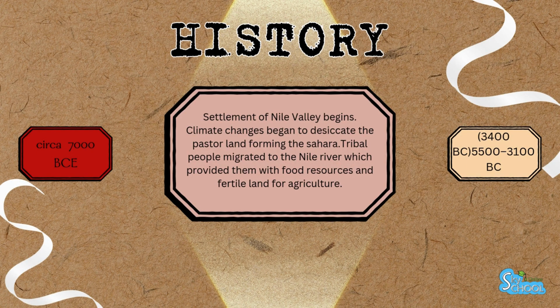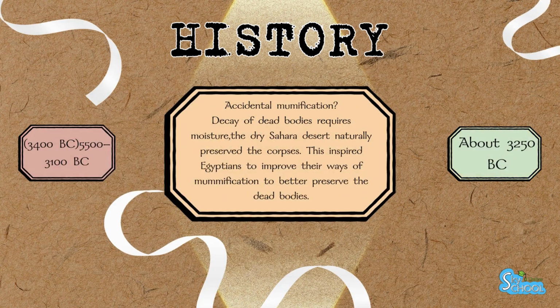Today I'll be taking you through the fascinating history of Egypt. Around 7000 BCE, people began settling near the Nile Valley. As climate changes made the surrounding lands uninhabitable, the Nile provided food and fertile land for farming, giving rise to thriving pre-dynastic cultures connected by trade.